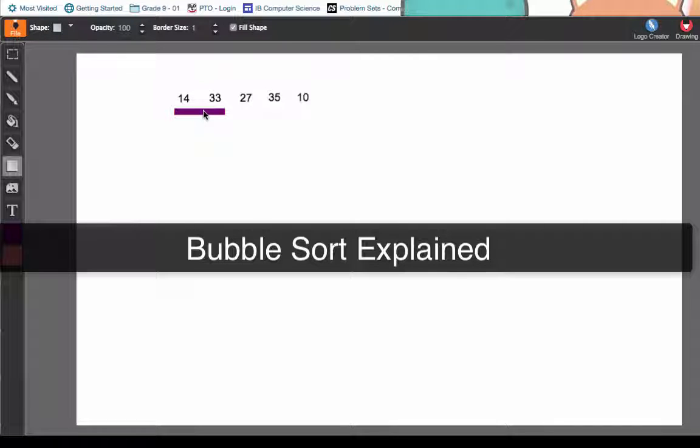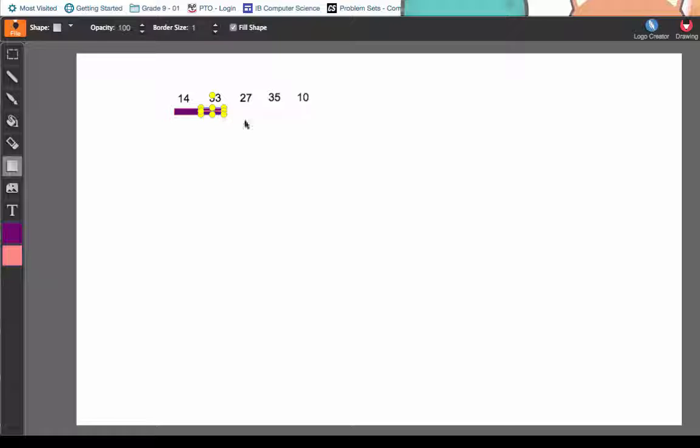I've got an unsorted array, so I compare the first two. So 14 and 33 are clearly okay, so then it moves on to the next one. 33 and 27 obviously need to be swapped, so these two get swapped. We don't worry about the 14, that's in the past, that will get checked on our next iteration, but we swap the 27 and 33.